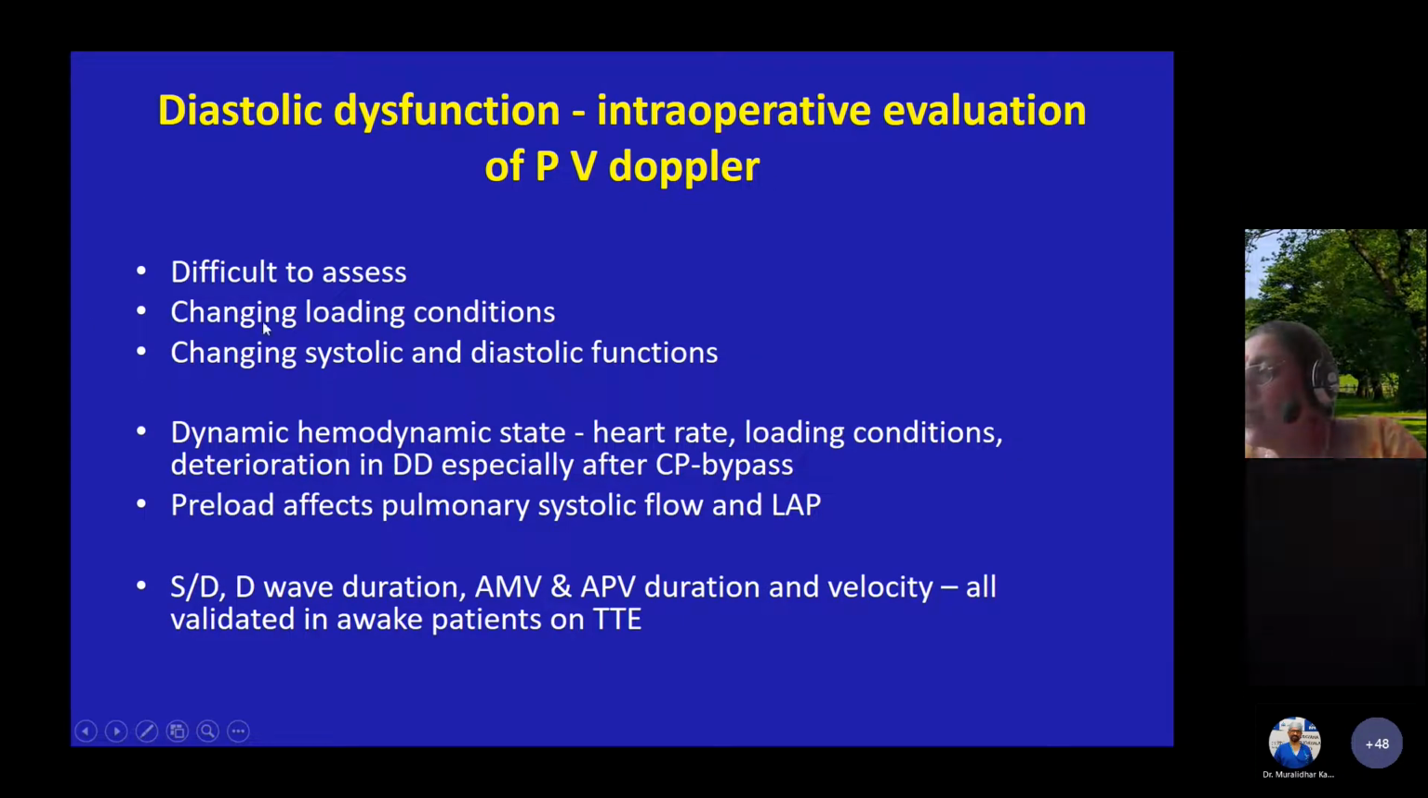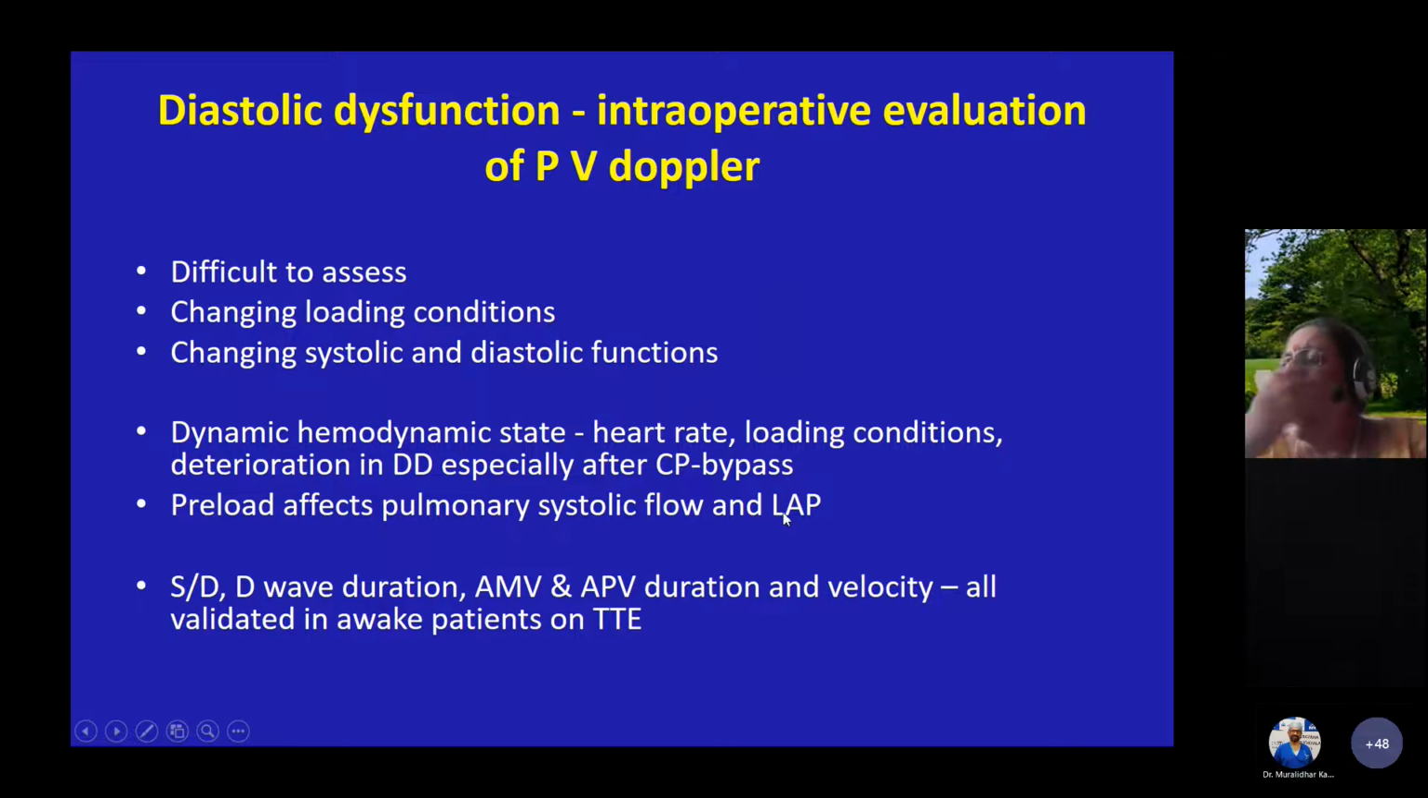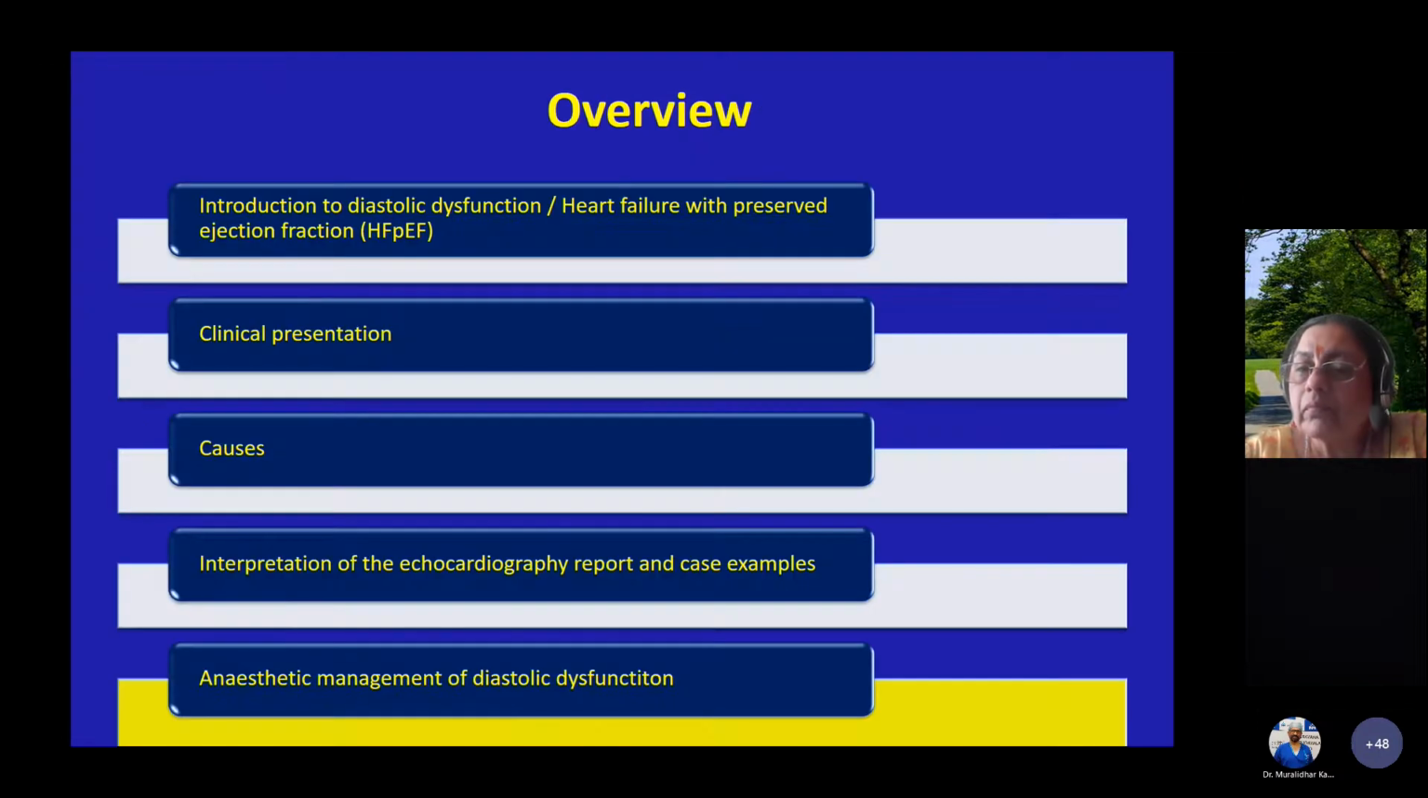It is difficult to assess changing loading condition, changing systolic and diastolic function, dynamic hemodynamic state, heart rate, loading condition, and all those things. And preload affects pulmonary systolic flow also, and LAP also. So even S and D and all other things are very difficult to assess. So one has to know it before on transthoracic echo, with very detailed analysis of diastology.